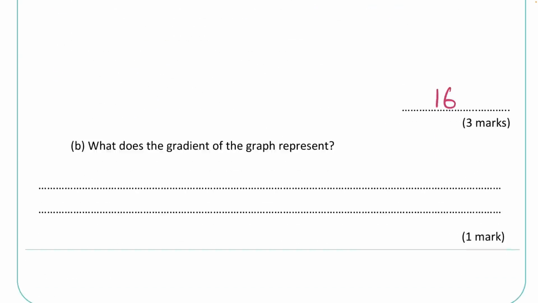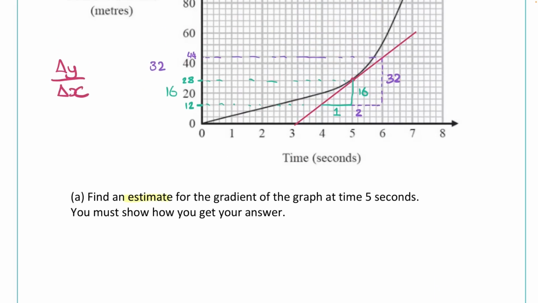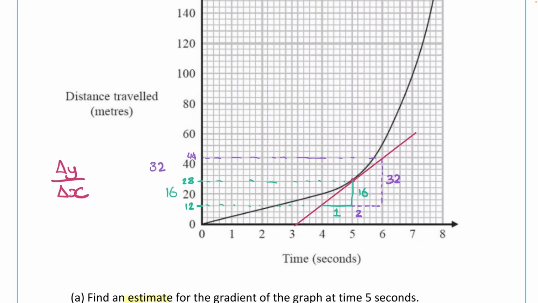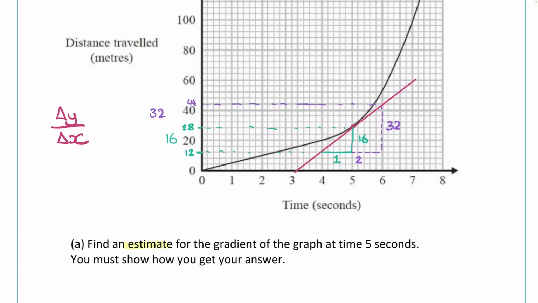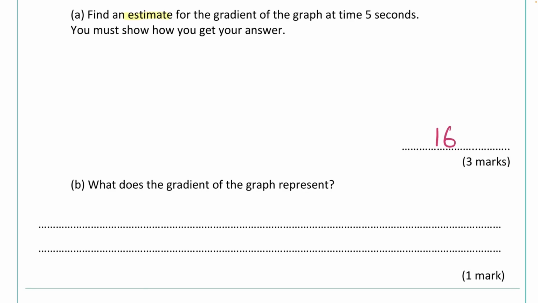Now it says in part B here, what does the gradient of the graph represent? Now any gradient on a graph like this represents the change between the two things. So in this case it's the change in distance over time. Now a change in distance over time, if we think about the division that we've actually done there, we've done distance divided by time. That's what the change in y was, the distance, and the change in x was the time. And distance divided by time is speed. That is literally our formula for speed. It's equal to distance over time. So for part B here, the gradient represents the speed.